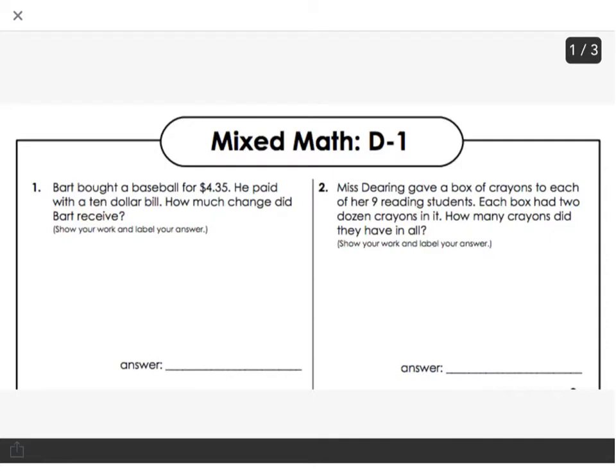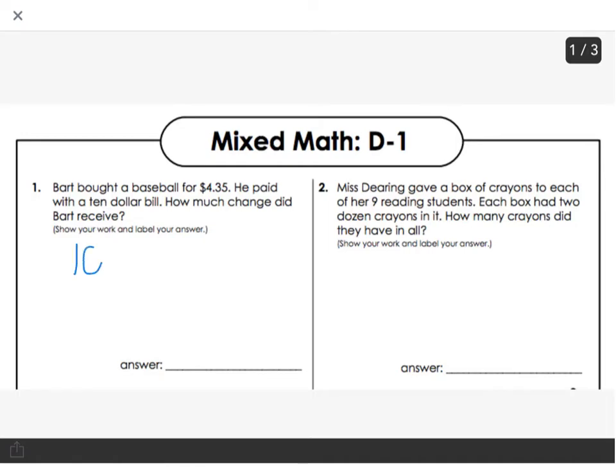Question 1. Bart bought a baseball for $4.35. He paid with a $10 bill. How much change did Bart receive? Show your work and label your answer. So for this problem, we are going to be doing subtraction with a decimal. Since we've never done that before, I'm going to set the problem up for you.